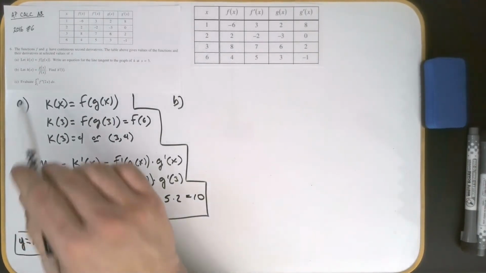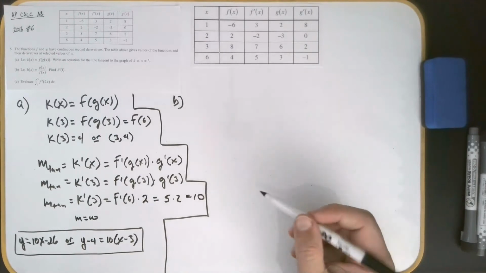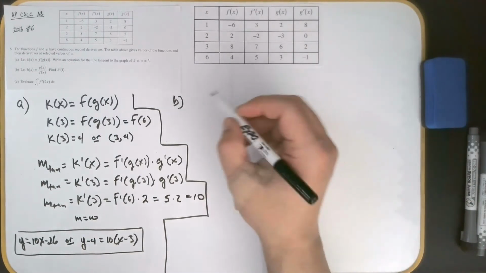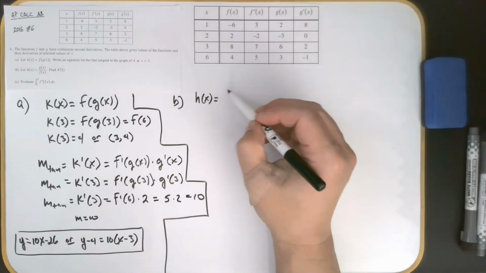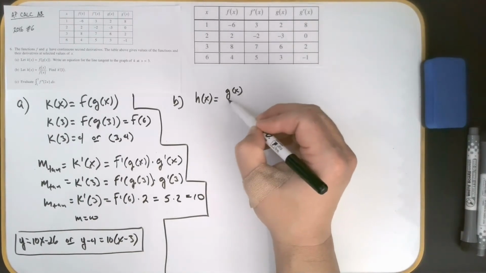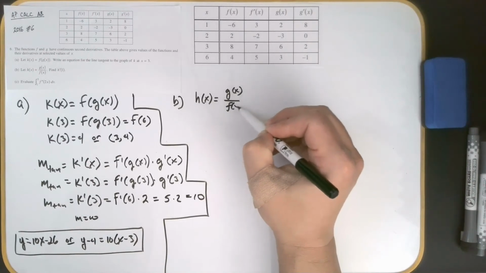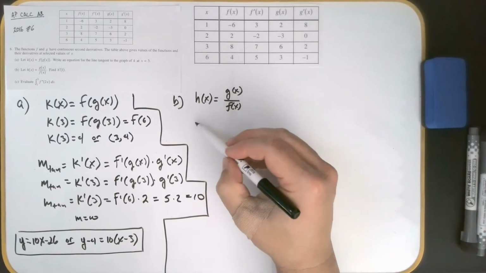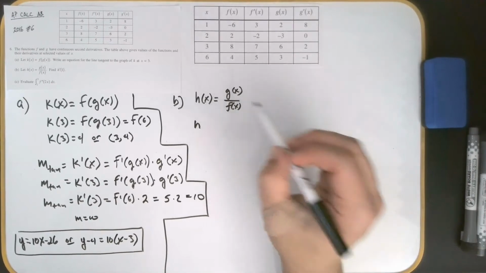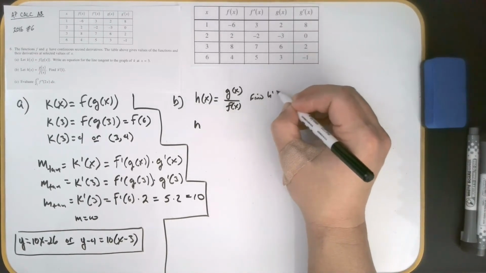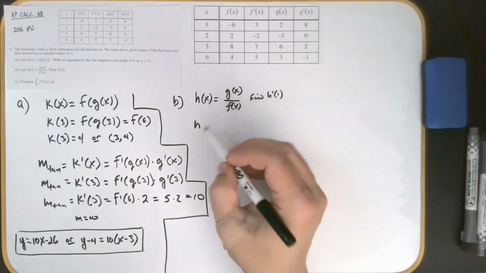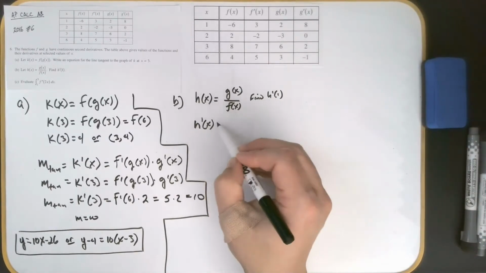Part B. Let h of x equal g of x over f of x. Find h prime of x. Okay, so h of x is equal to g of x over f of x, and they want you to find h prime of 1. So I'll just write find h prime of 1. Well, you need to find the derivative first and then put in 1.